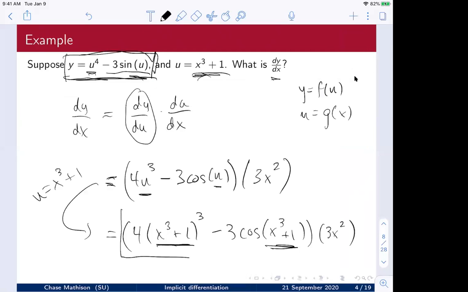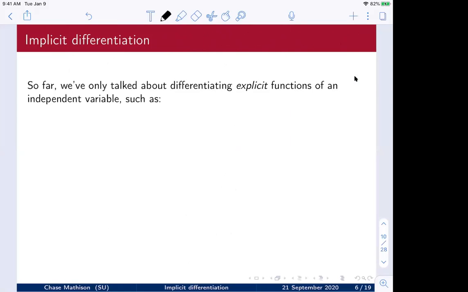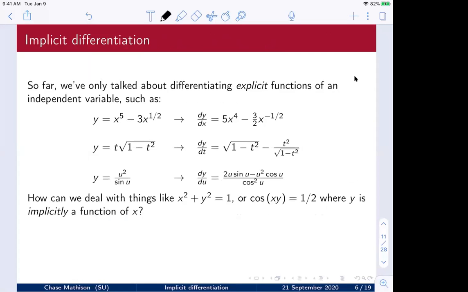So, here we go, implicit differentiation. So far we've only talked about differentiating functions that are explicitly a function of the independent variable, right? We've only discussed things like if y is x to the fifth minus 3x to the 1/2, then the derivative of y with respect to x, well, we can just use the power rule: 5x to the fourth minus 3/2 x to the minus 1/2.